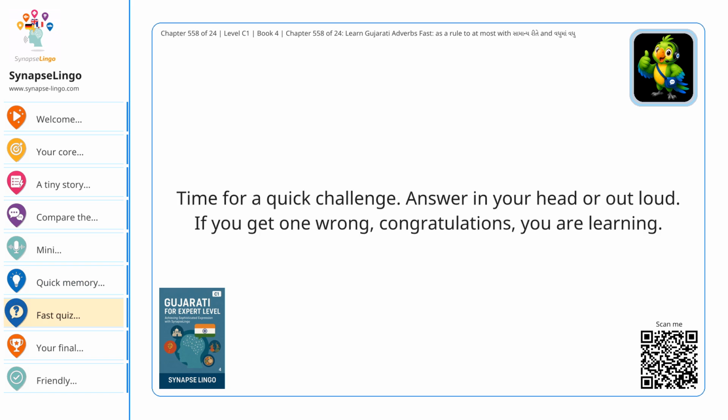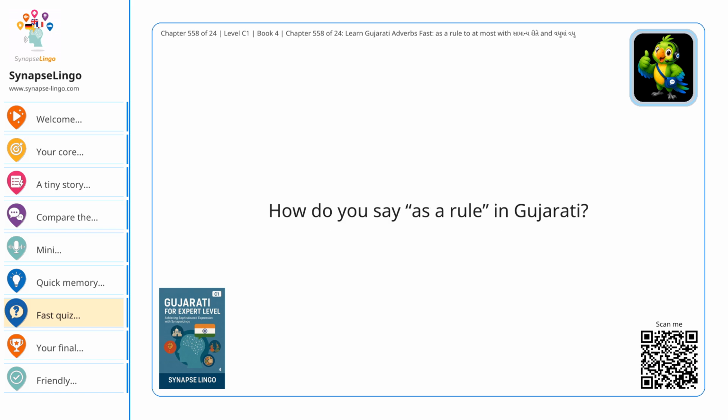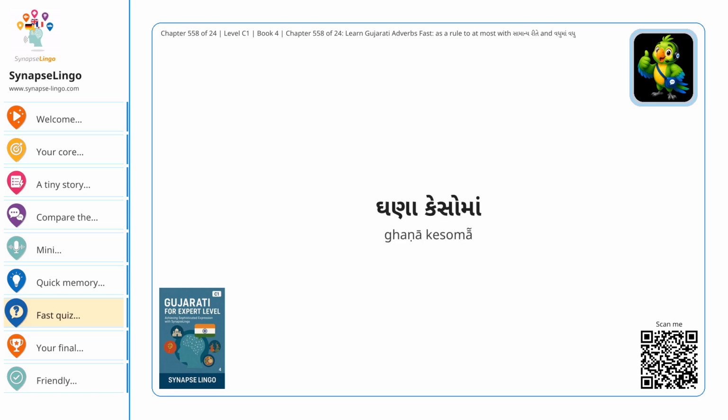Fast quiz, no dramatic music needed. Time for a quick challenge. Answer in your head or out loud. If you get one wrong, congratulations, you are learning. How do you say, as a rule, in Gujarati? સામાન્ય રીતે. How do you say, mostly? મોટા ભાગે. How do you say, predominantly? મુખ્યત્વે. How do you say, largely? મોટા ભાગે. How do you say, in many cases? ઘણા કેસોમાં. How do you say, in the majority of cases? મોટાભાગના કેસોમાં. How do you say, exceptionally? અપવાદ રૂપે.